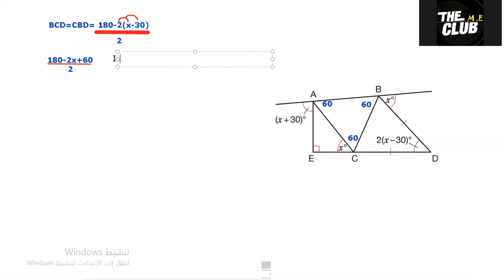180 plus 60 is going to be 240, okay? And then 240 minus 2x. And then all of them divided by 2, okay? I'm going to make a fraction like this, fraction line.